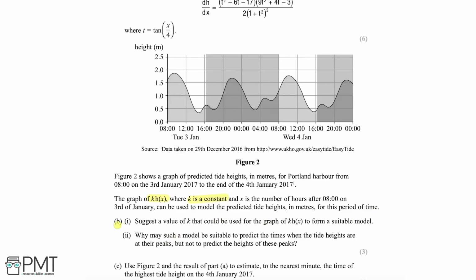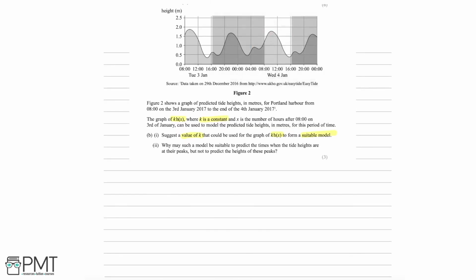For part I, we need to suggest a value of k that could be used for the graph of kh of x to form a suitable model. And for part II, we need to ask why such a model may be suitable to predict the times when the tide heights are at their peaks, but not to predict the heights of these peaks. So let's first answer part I. For part I, we need to suggest a value of k that could be used for the graph of kh of x in order to form a suitable model.